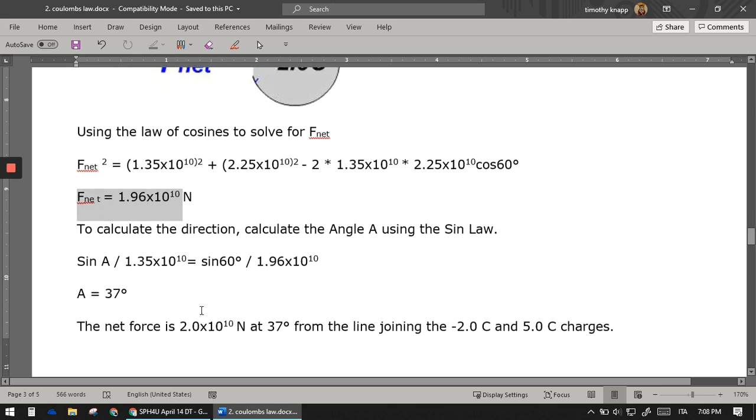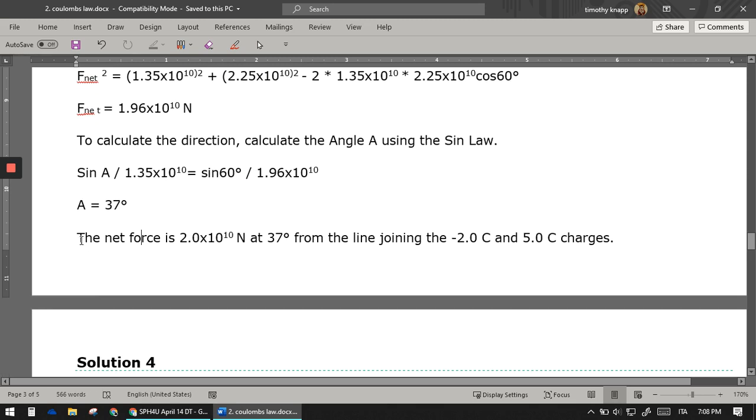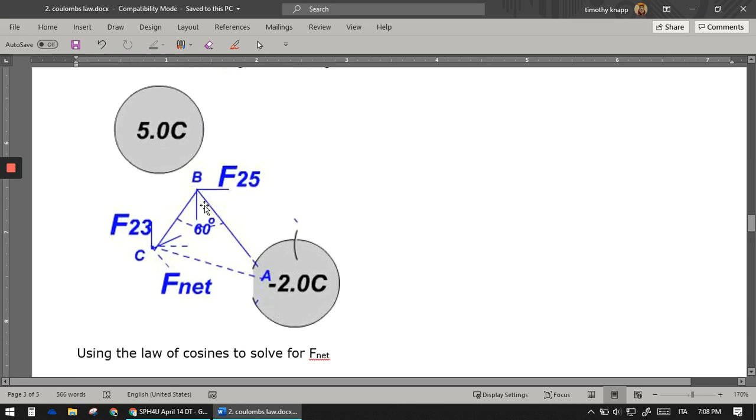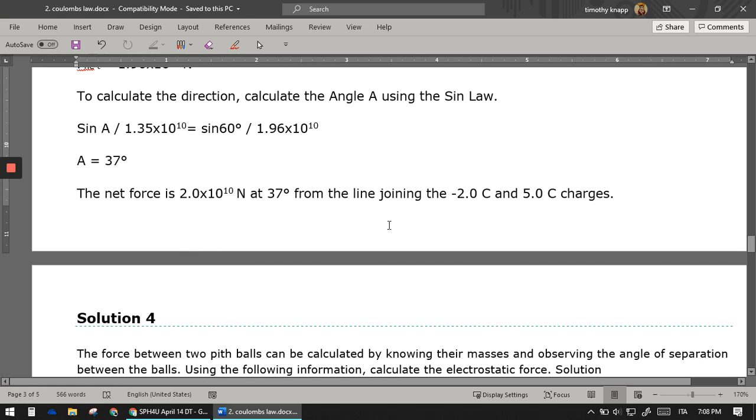After you do a little bit of algebra here, you simplify this, and you get 37 degrees. This is the law of sines. And therefore the net force is given as 1.96. Well, they rounded it to 2 for their final answer. And it's at 37 degrees from the line joining the 2 and 5. So it's basically 37 degrees from that line there. And that's how they solved that one.